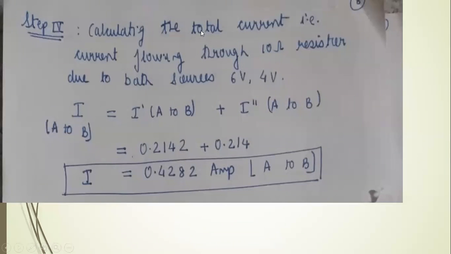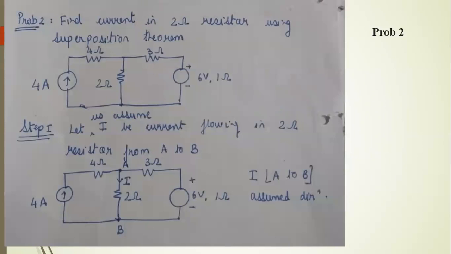Let us proceed to the next problem. Now, in this problem, we are supposed to calculate the current flowing in the 2 ohm resistor using the superposition theorem. If you see the problem properly, you will see there is one current source and one voltage source here. The current source is 4 ampere and the voltage source is 6 volts, 1 ohm. Now, what does this 1 ohm indicate? It indicates that the internal resistance of this voltage source is 1 ohm. So, we'll see how to take this 1 ohm into the circuit.